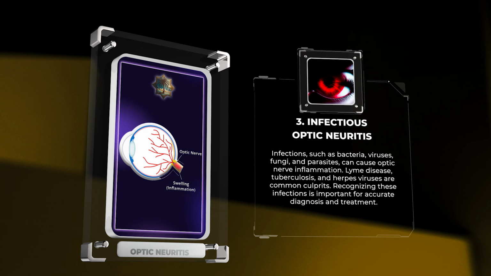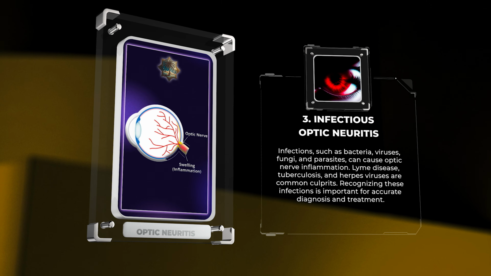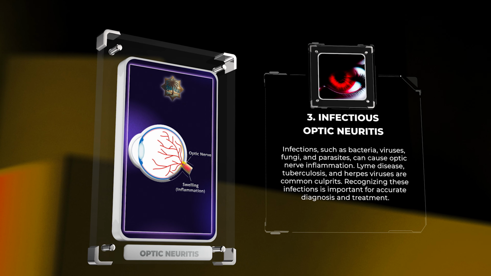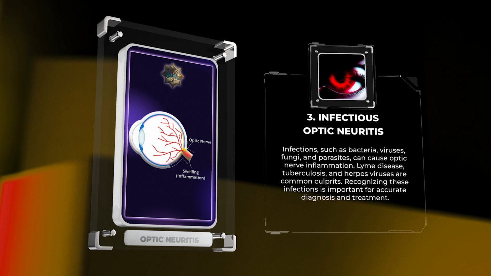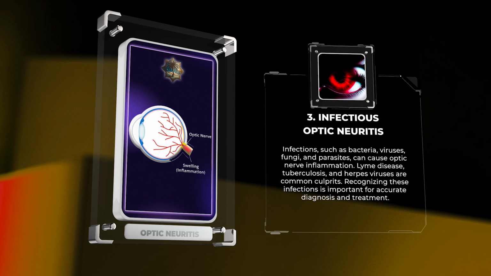Infections, such as bacteria, viruses, fungi, and parasites, can cause optic nerve inflammation. Lyme disease, tuberculosis, and herpes viruses are common culprits. Recognizing these infections is important for accurate diagnosis and treatment.